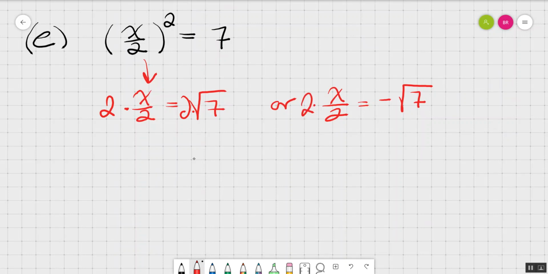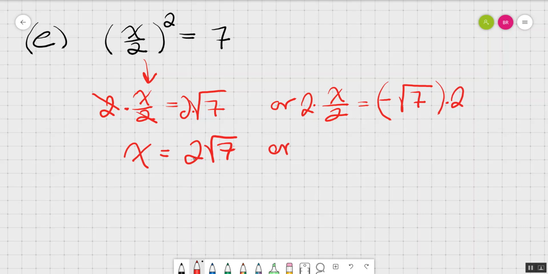Should have left more room here. This looks a little weird. I'll use some parentheses. Alright, so multiply and divide undo each other, so I'll get x equals 2 square roots of 7, or multiply, multiply. Here I'll get that x is negative 2 times the square root of 7. Kind of fun.